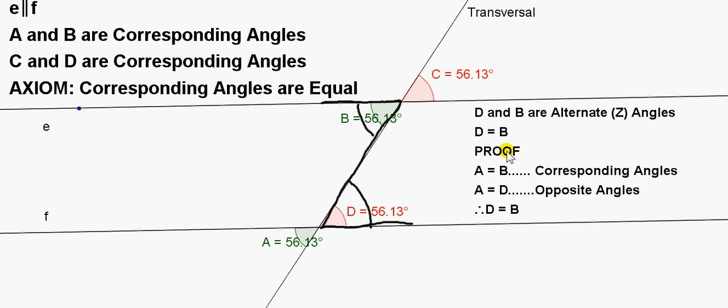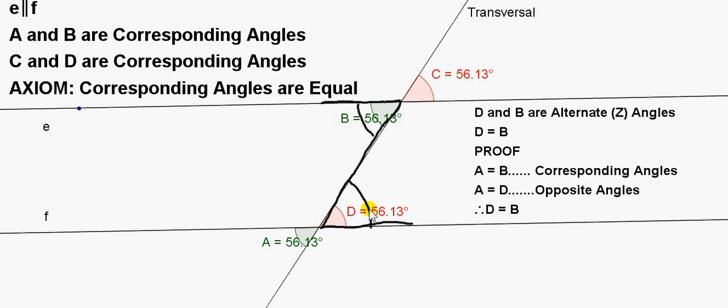To prove that, we note that A is equal to B. Well, they're corresponding angles. That's an axiom. We can't prove that. We accept that as being true. A is equal to D. Well, we've just proven that. They're opposite angles. So we see that both B and D are equal to the same thing, namely A. So that means that B must equal D.